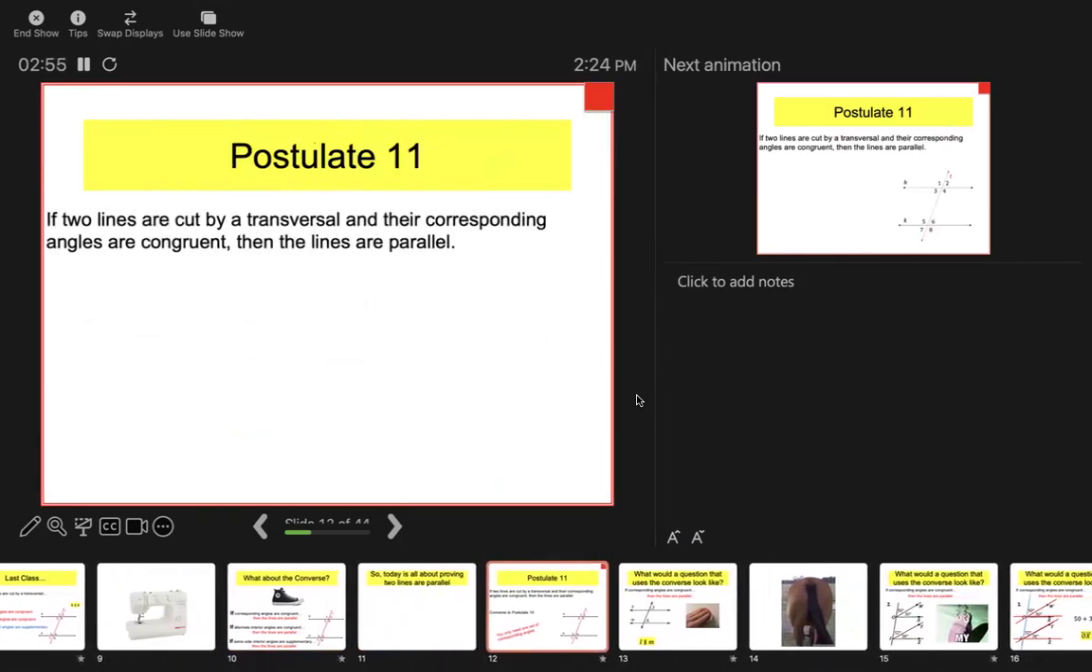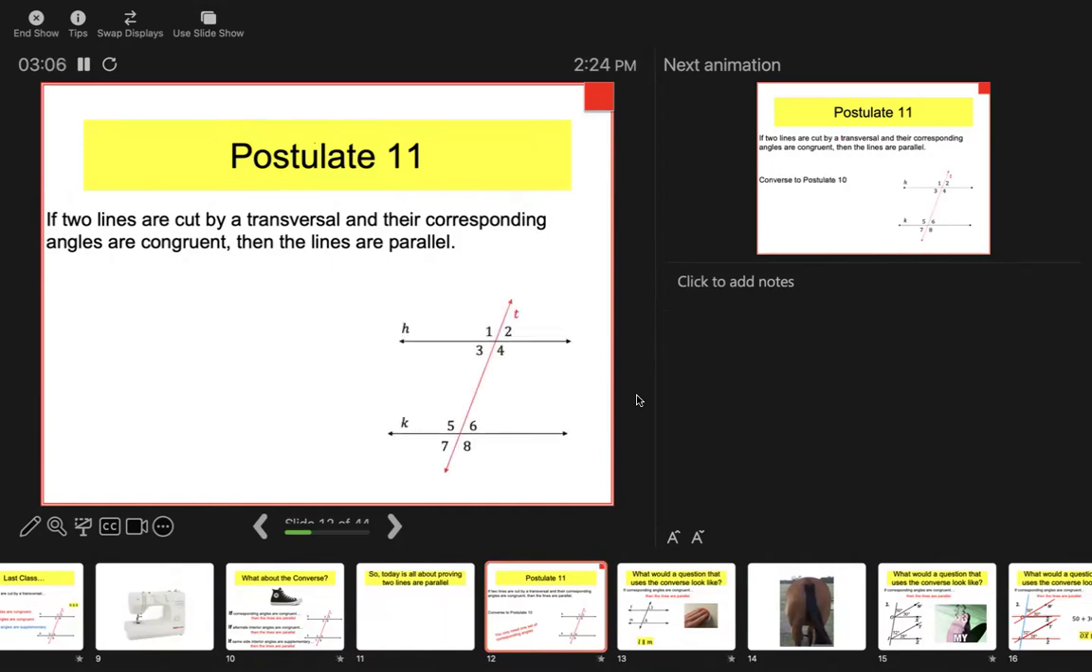All right, so postulate 11 is that first one. If 2 lines are cut by transversal and their corresponding angles are congruent, then the lines are parallel. Once again, we don't prove postulates, but if you want a basic understanding, if corresponding angles are congruent, then the only way that would happen is if H and K were actually parallel to each other. Because if we twisted K around and changed angle 5, it wouldn't be congruent to angle 1. But if angle 1 and angle 5 are congruent, that only occurs when the lines are parallel.